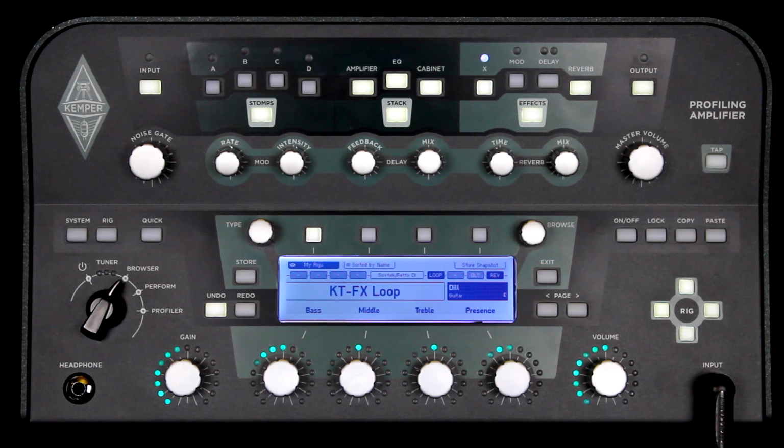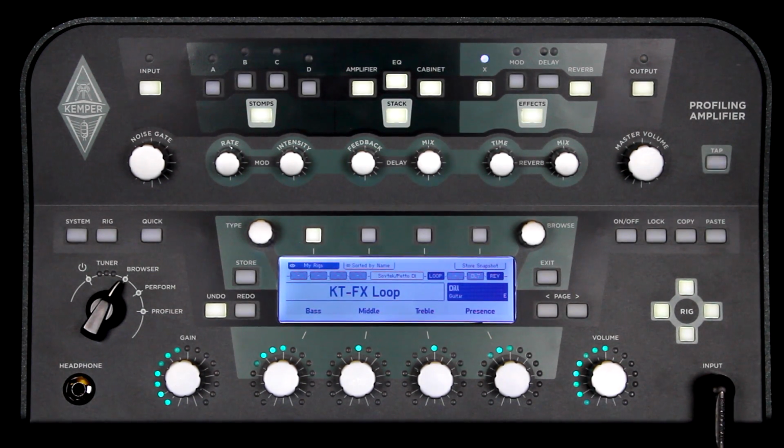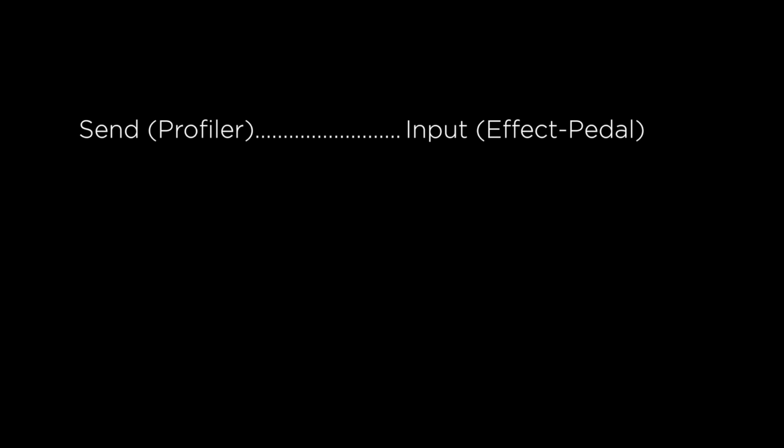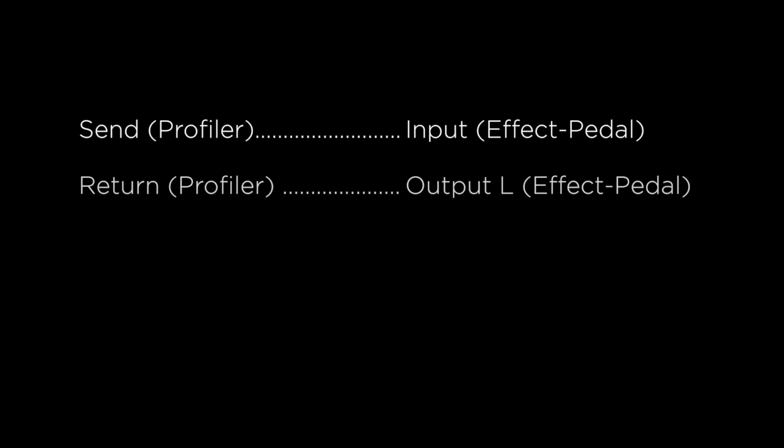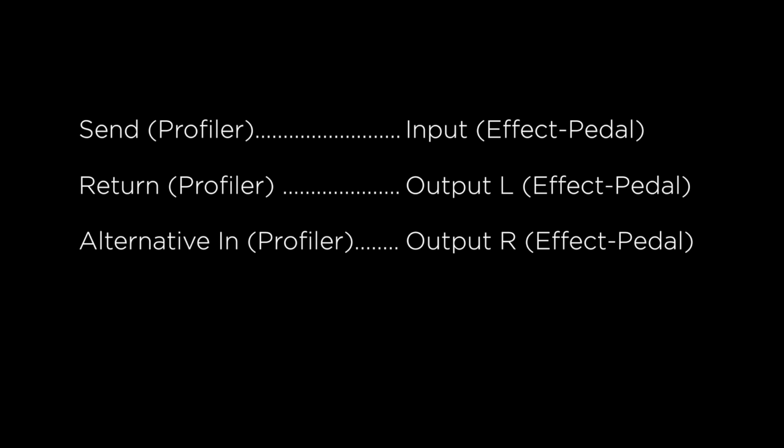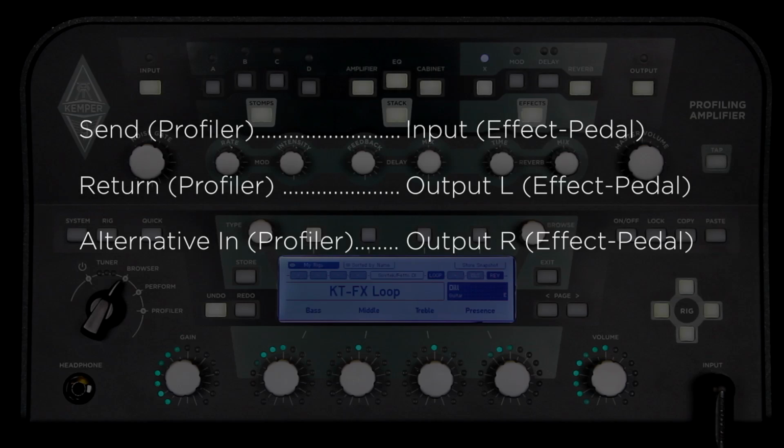If you want to use a stereo effect device in the signal chain, you have to use the alternative input as a second return. This is what the cabling looks like. Connect the send to the input of the external effect. Connect the left output of the external effect to the return input of the profiler, and connect the alternative input to the right output of the external effect.